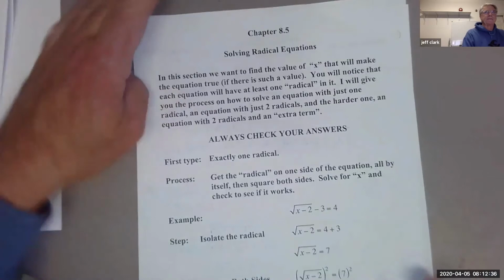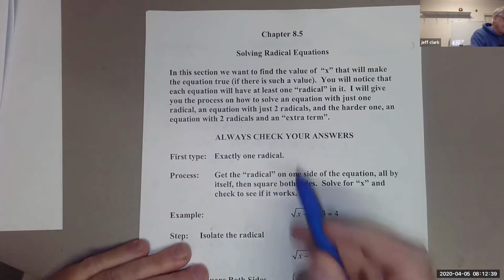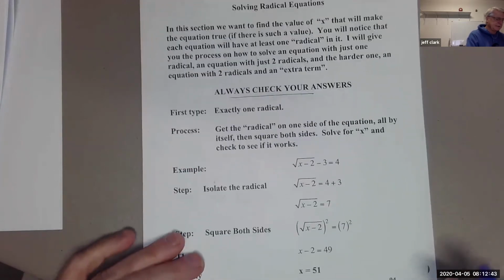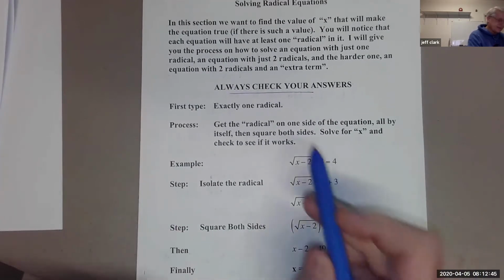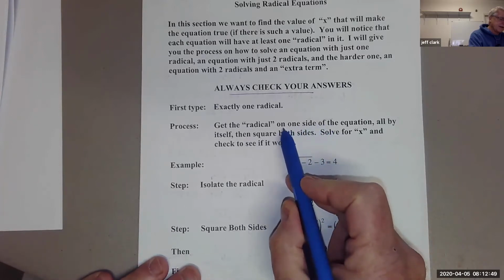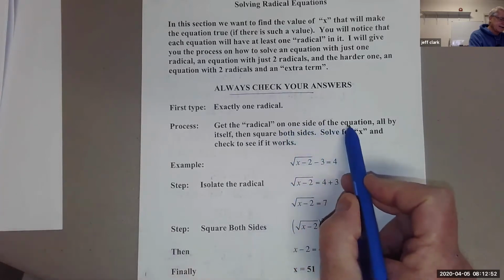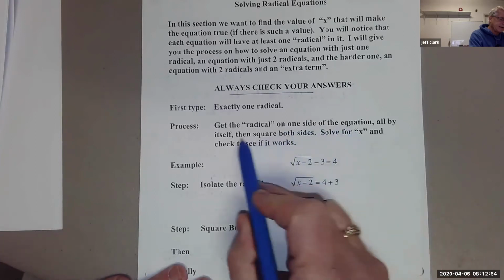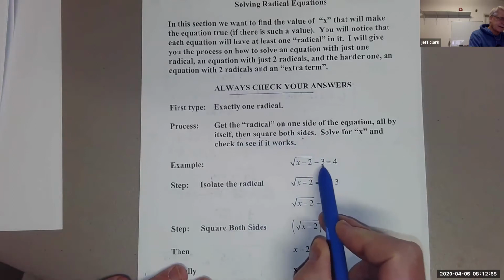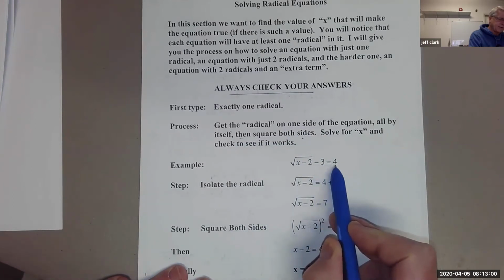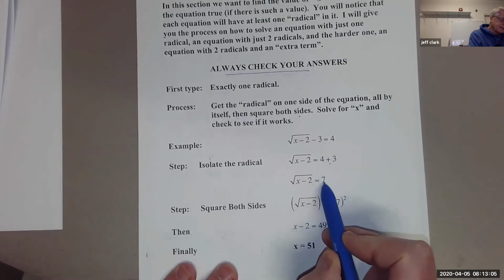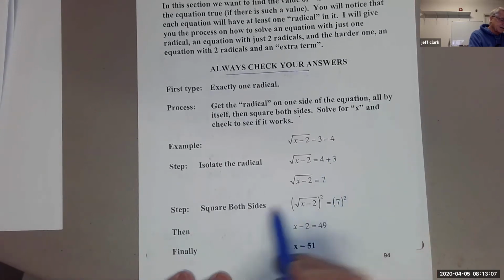So 8.5. As I said, you're always going to check your answers. Always. Here's the process. See the radical right here? The process is to get the radical on one side of the equation, I suggest the left-hand side, and then you square both sides. So get the radical all by itself. Get the 3 away, so add 3 to both sides. Simplify, of course. That's 7. And then square both sides.